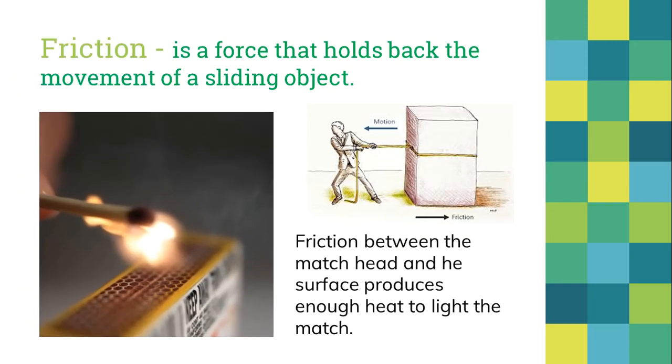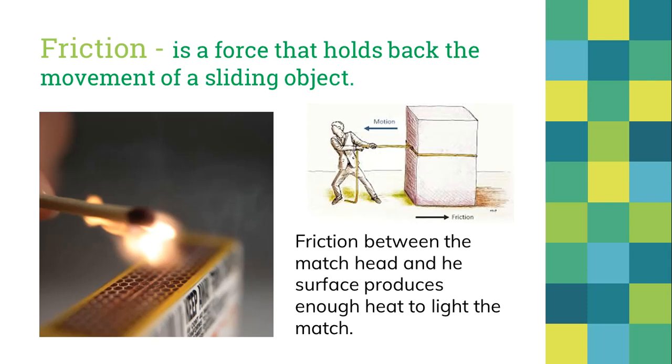So right here we have a matchbox actually. The friction between the match head and the surface produces enough heat to light the match. So when we rub the match against the box, we can generate enough friction that actually heats the head of the match, and this chemical energy that is held in the match catches fire, and then we have energy transfer right there.